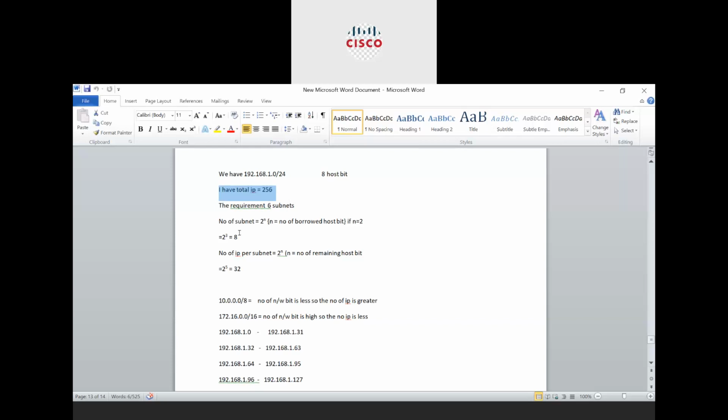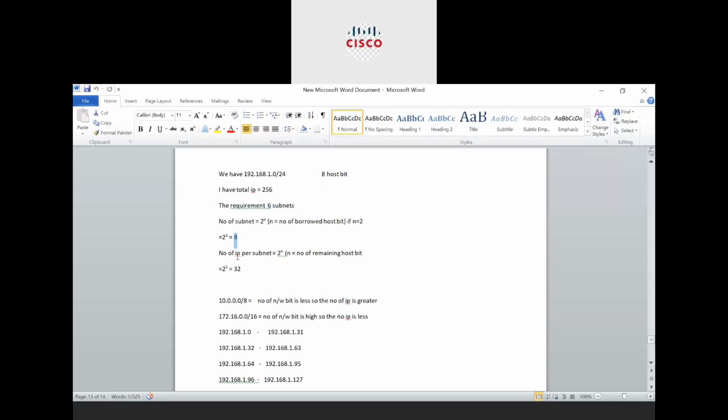I have a total of 24 bits in the network. My network is a 24-bit network, so I need 3 more bits to divide my network into 8 subnets. So I will borrow these 3 bits from the 8 host bits. If I borrow 3 bits, I will have 8 subnets. Yes, that will fulfill my requirement. The customer wants only 6 subnets; I'm going to divide my network into 8, and I can fulfill the requirement.